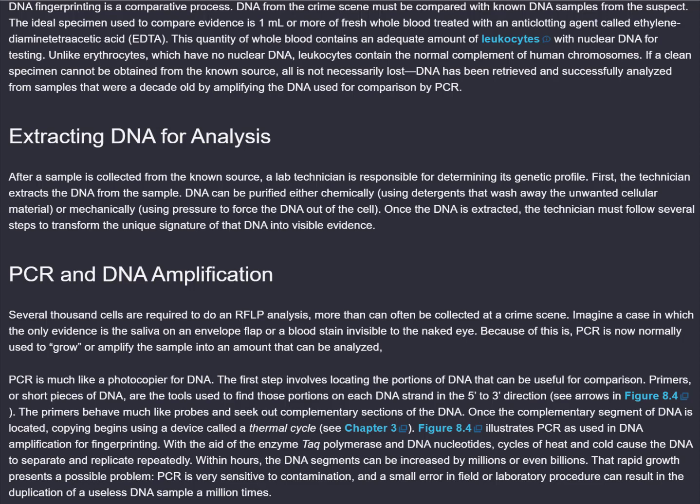If a clean specimen cannot be obtained from the known source, all is not necessarily lost. DNA has been retrieved and successfully analyzed from samples that were a decade old by amplifying the DNA used for comparison by PCR.